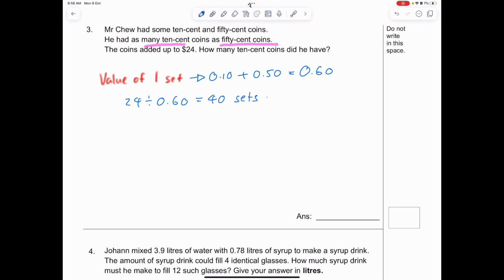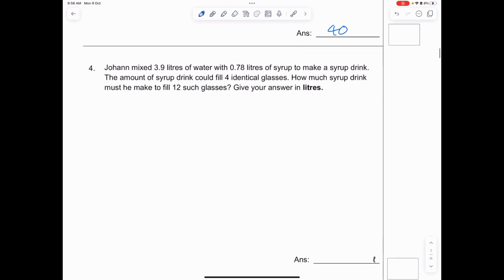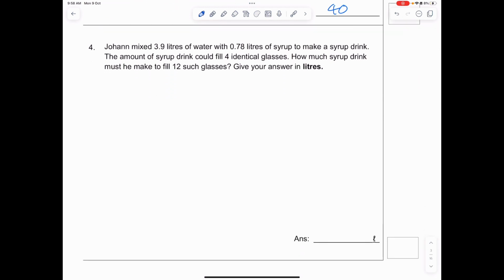So you know that since one set is 10 plus 50, okay, you would know that in this case they are all together 40 10 cents, because the number of 10 cents and 50 cents is the same. So just by finding the sets, you can get the answer. Number 4.